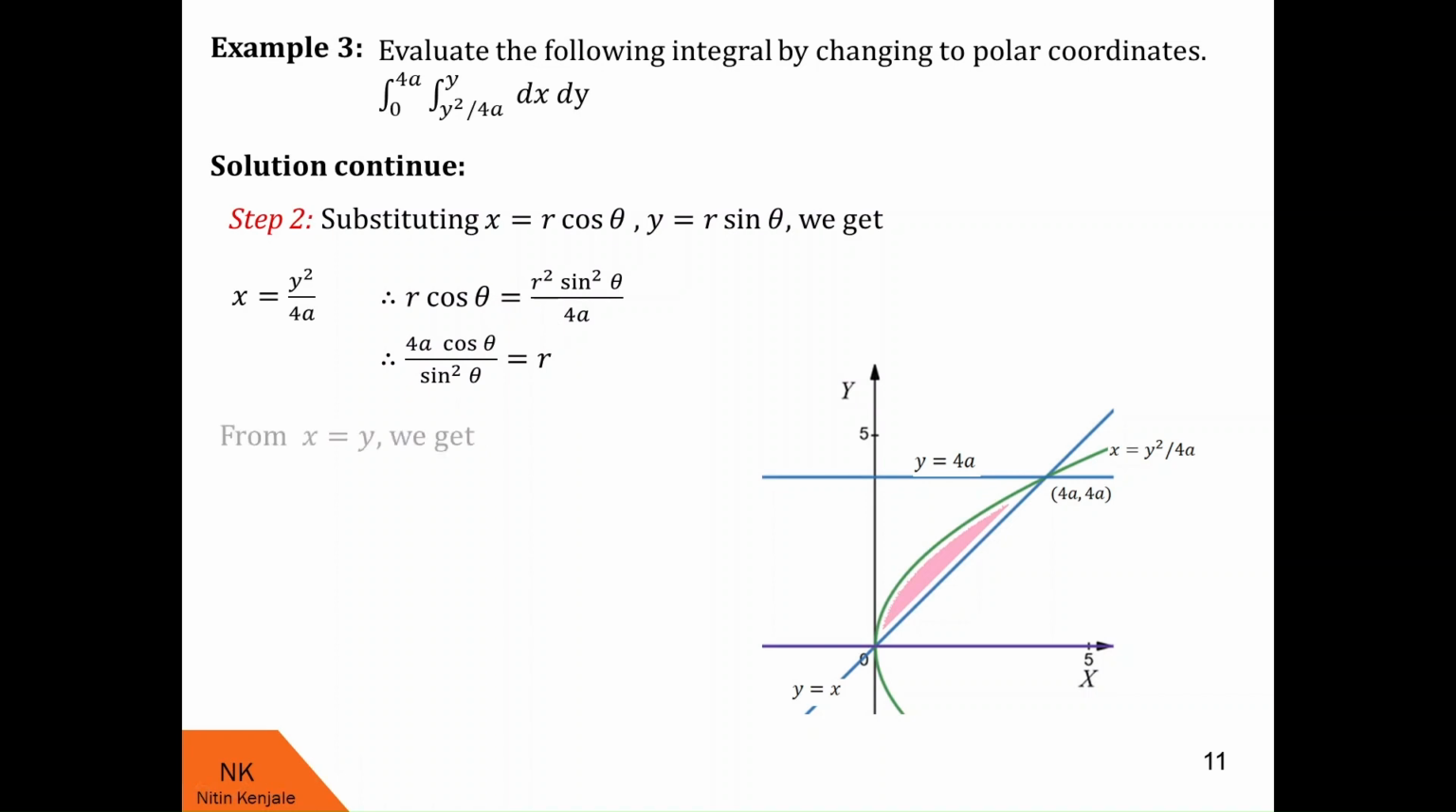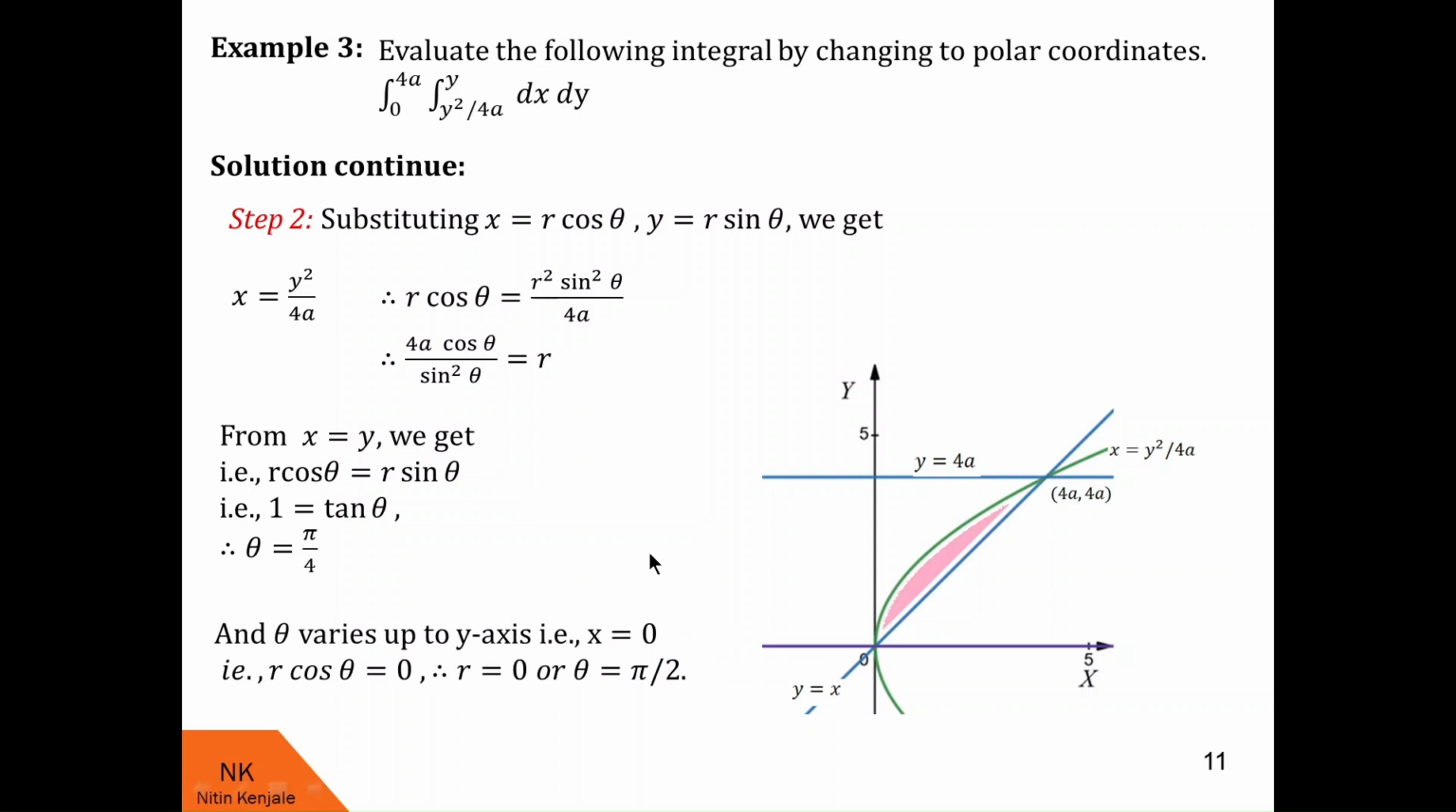Now, from second equation, x is equal to y, we get r cos theta is equal to r sin theta. This r and this r will get cancelled. Taking this cos theta on the other side, we get tan theta is equal to 1. And we know tan theta is 1 at theta is equal to pi by 4.